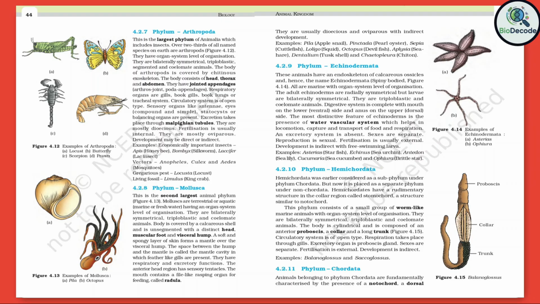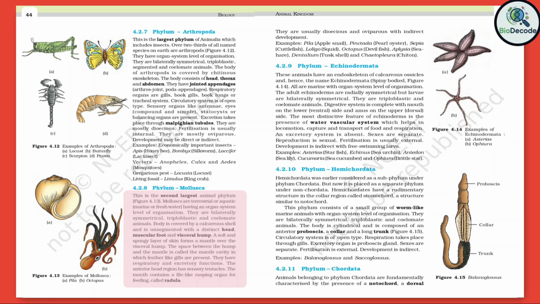Phylum Mollusca. This is the second largest animal phylum. Figure 4.13. Mollusks are terrestrial or aquatic, marine or freshwater, having an organ system level of organization. They are bilaterally symmetrical, triploblastic, and coelomate animals. The body is covered by a calcareous shell and is unsegmented with a distinct head, muscular foot, and visceral hump. A soft and spongy layer of skin forms a mantle over the visceral hump. The space between the hump and the mantle is called the mantle cavity, in which feather-like gills are present.